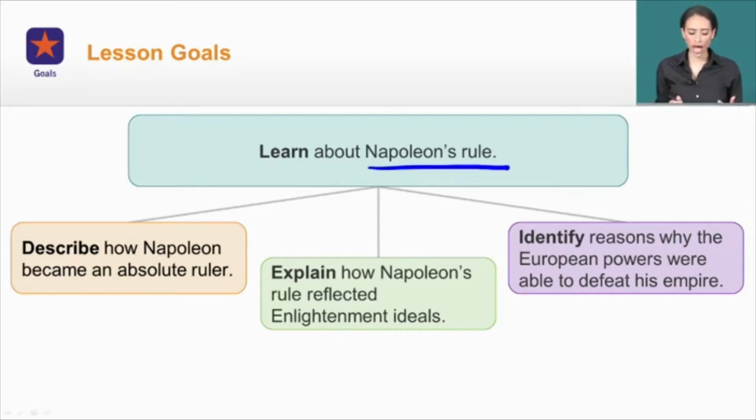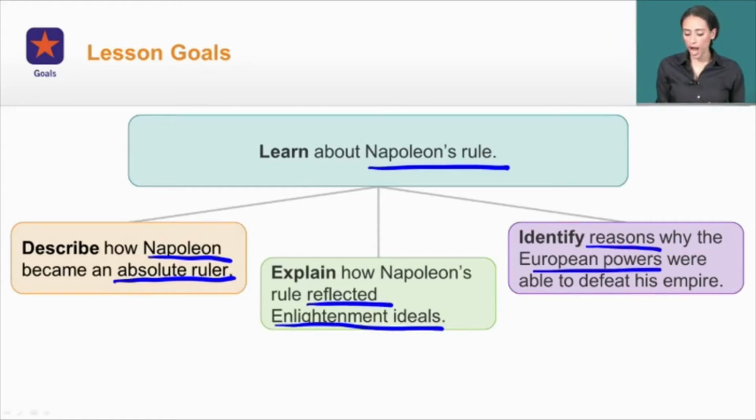And in order to do that, we first will have to describe how Napoleon becomes an absolute ruler of France. We'll also need to be able to explain how Napoleon's rule reflected Enlightenment ideals. And then finally, we'll need to identify the reasons why European powers were able to finally defeat his empire.